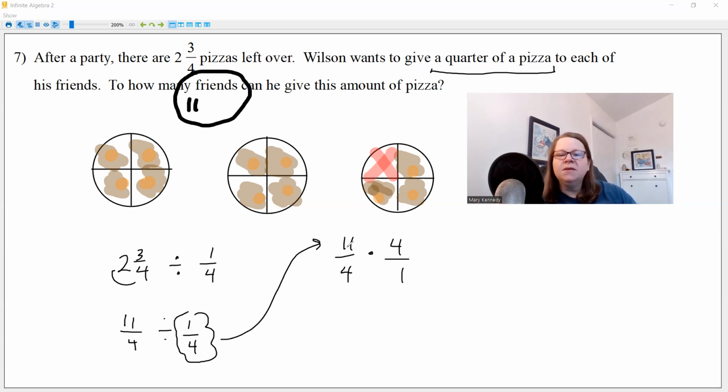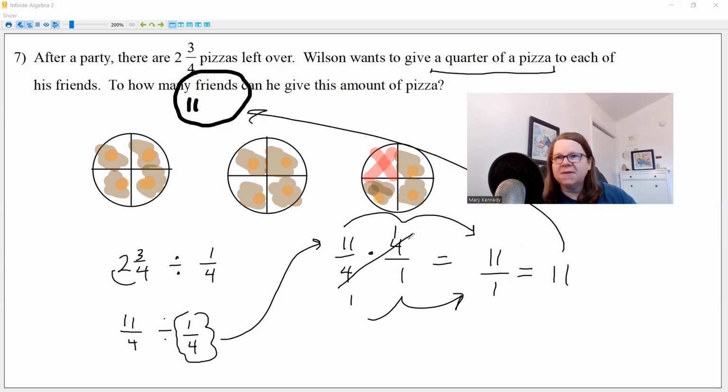Okay. So from here, I would say, well, 4 divided by 4 is 1, and then multiply across the top. 11 times 1 is 11. 1 times 1 is 1. 11 divided by 1 is 11, which is the same answer, right? That's the answer. So this is more of the, I don't want to say old fashioned, but that's the core math way to do it, like original.